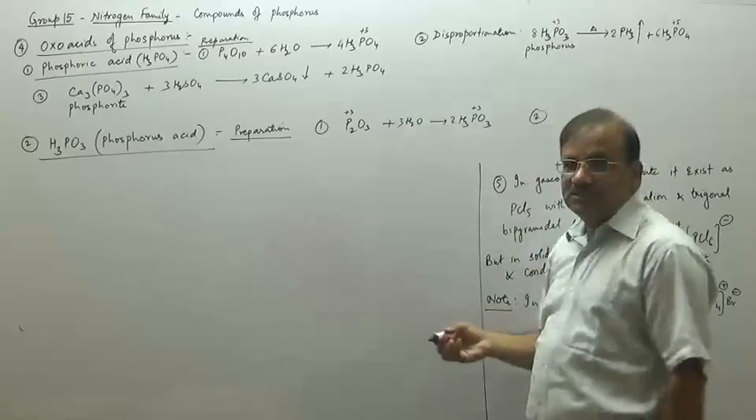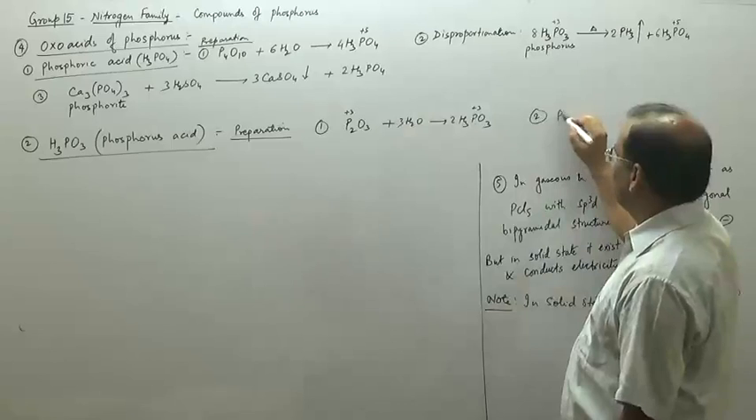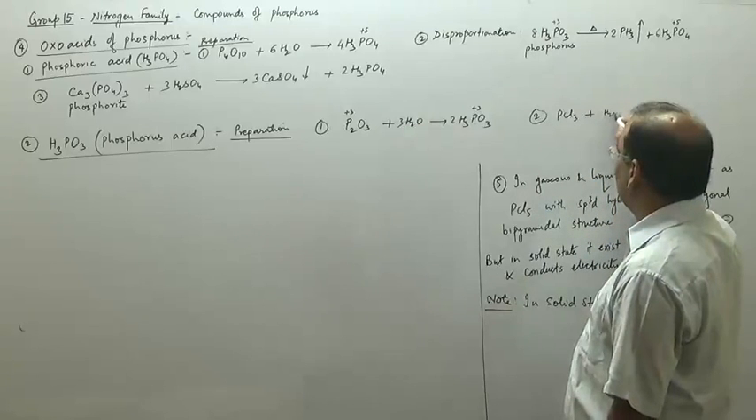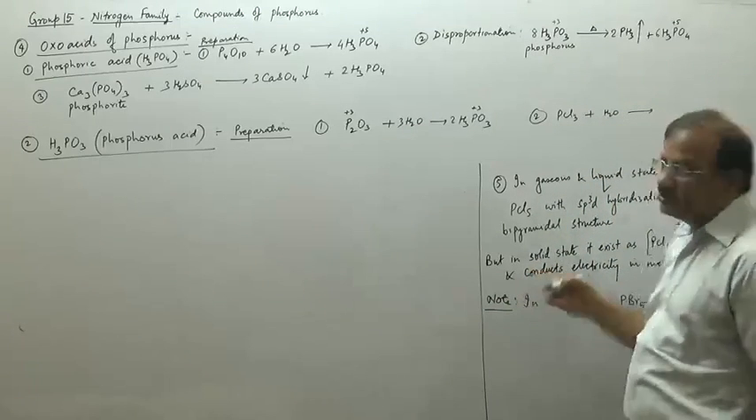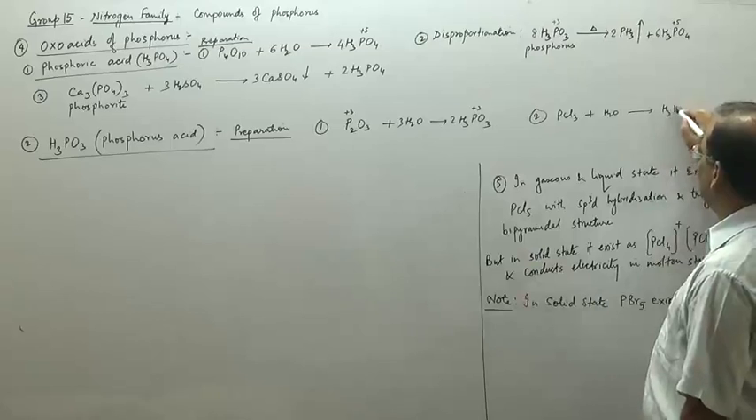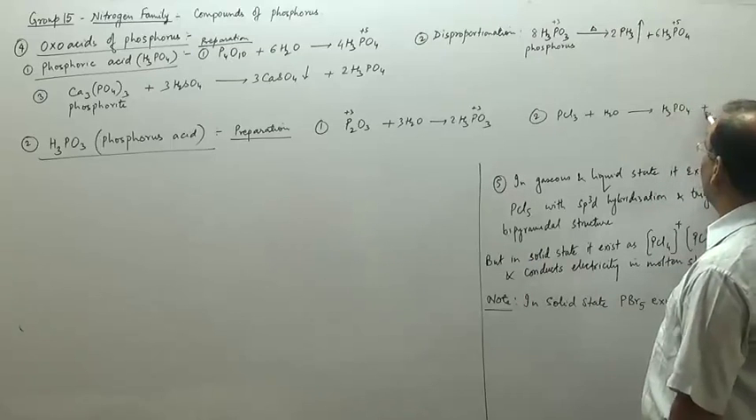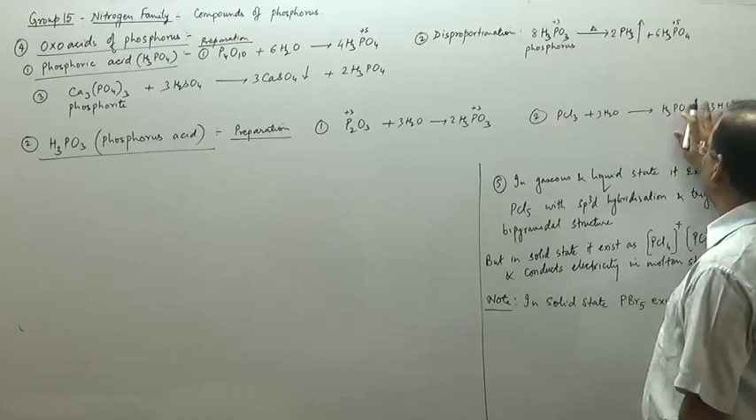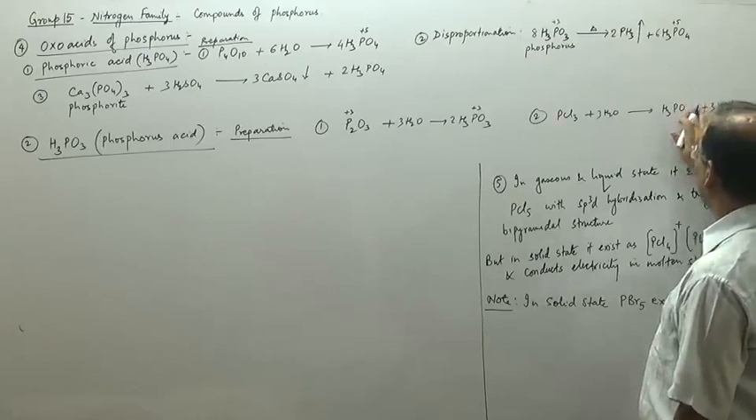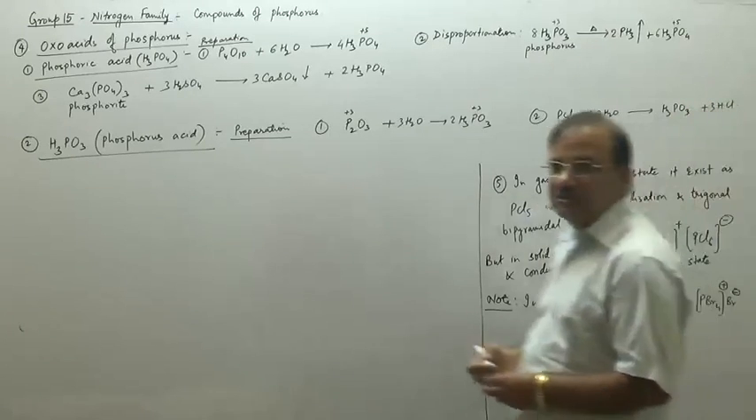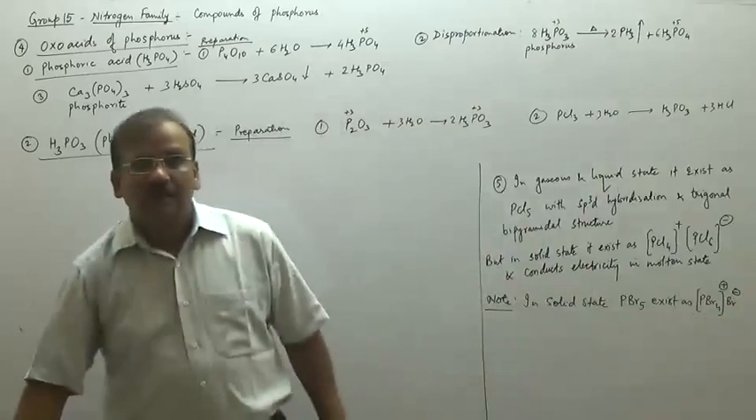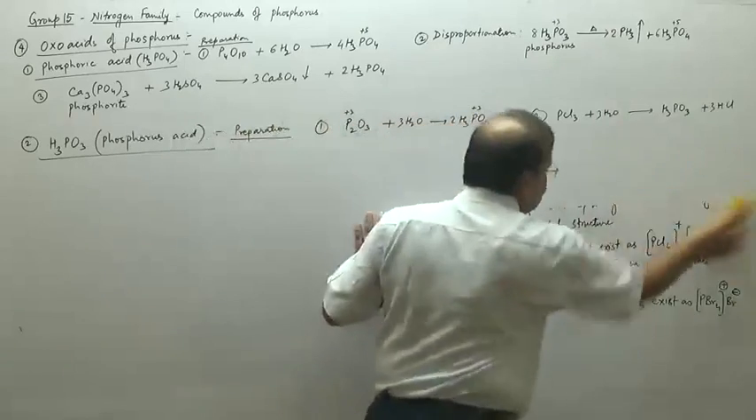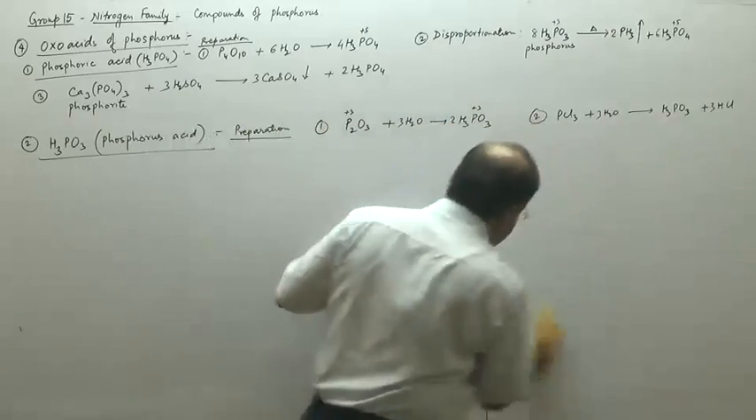Another method is the hydrolysis of PCl3. When PCl3 reacts with H2O, you get H3PO3 plus HCl. So that is the product of the reaction, what we get is phosphorus acid.